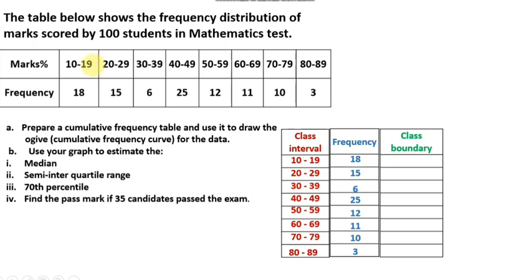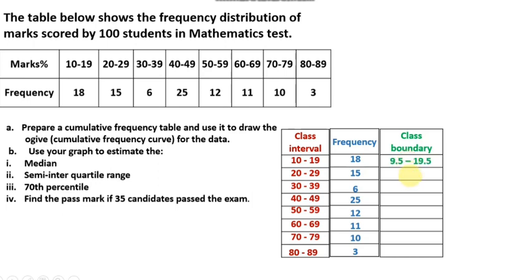You do the same for the other classes. For the second class, the lower class boundary is the upper class boundary of the previous class. So for the previous class, the upper class boundary becomes the lower class boundary for the next class. So let's input the class boundary. This is going to be 9.5 to 19.5.